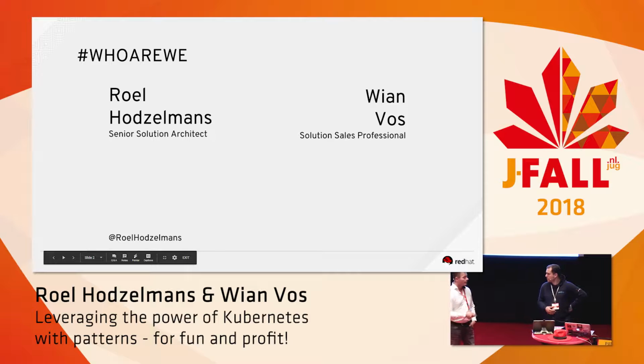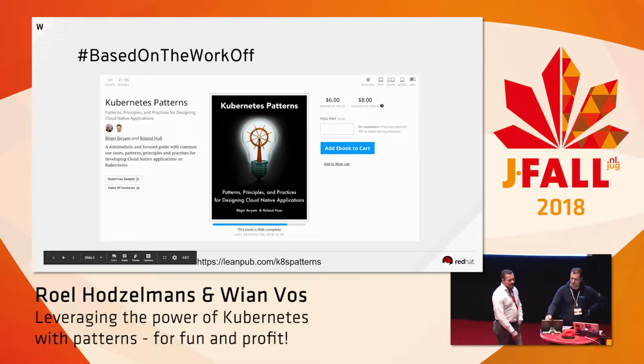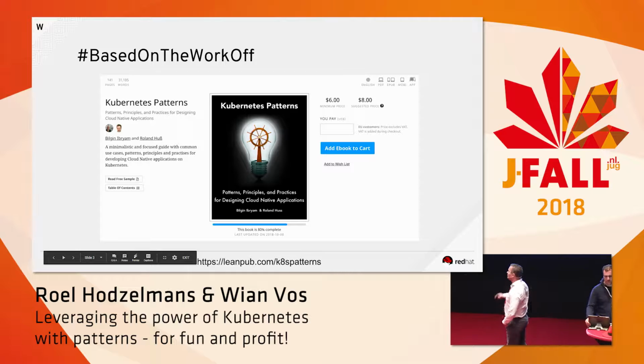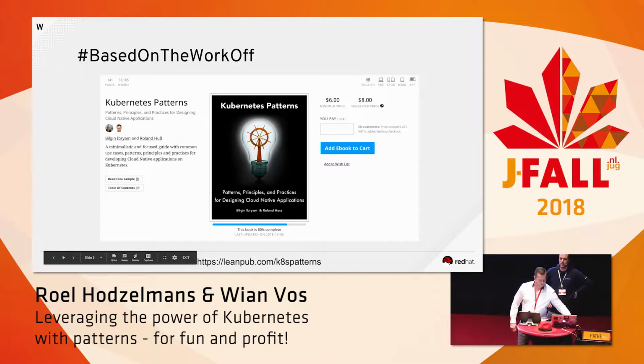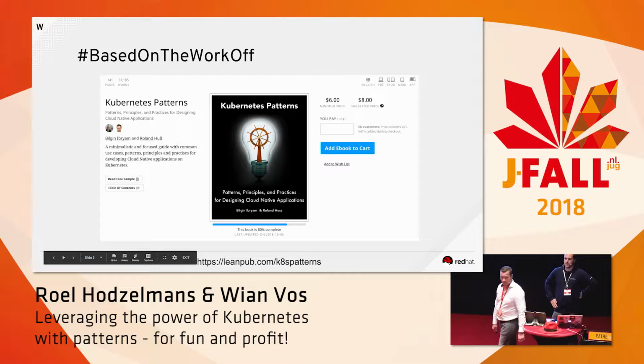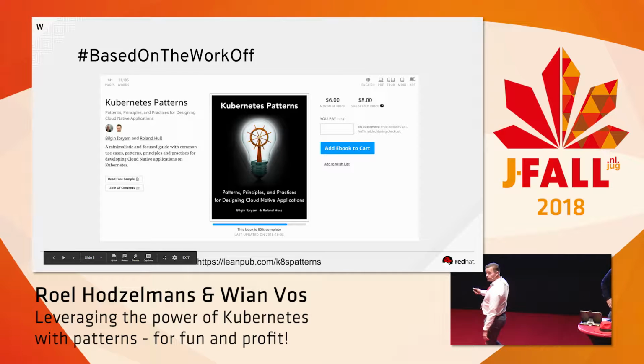That's me. All right, so our talk today is based off of the work of one of our esteemed colleagues, Roel Hodzelmans and Bilgeon Ibrahim. It comes from a book, Kubernetes Patterns. You can buy it online. It's not very expensive. It's about $8 once it's finished. It's not finished yet, so it's 80% complete. So is our presentation. So bear with us.